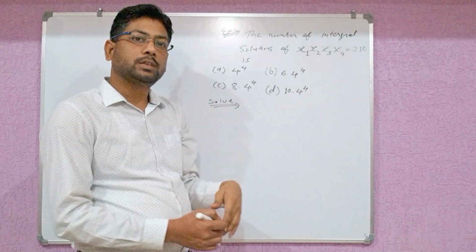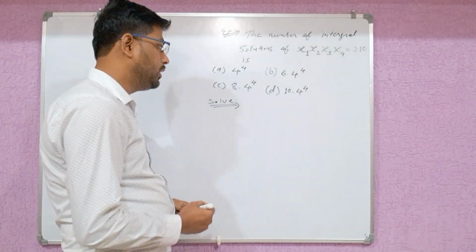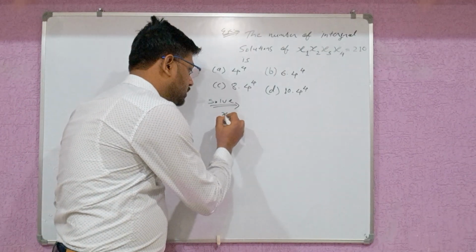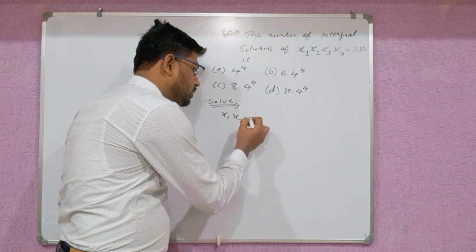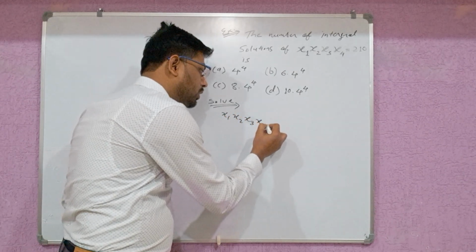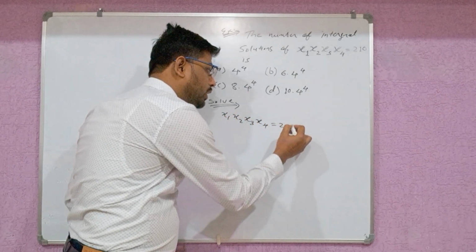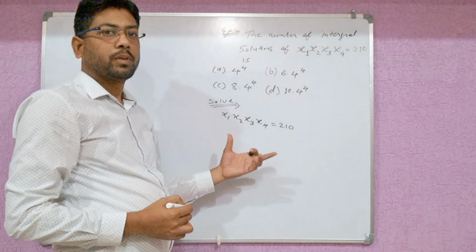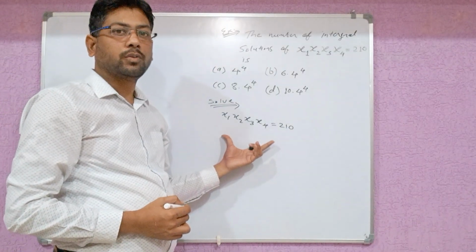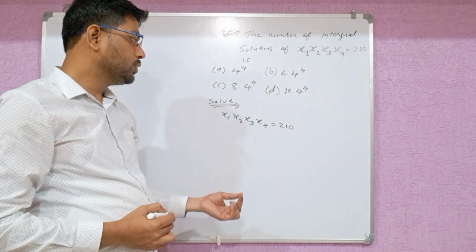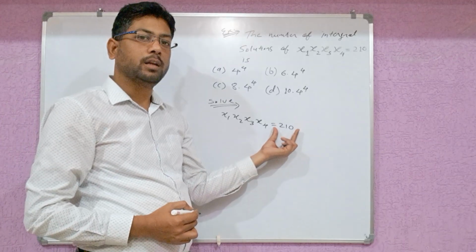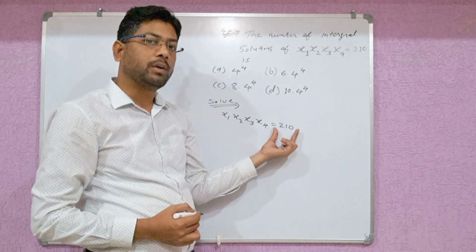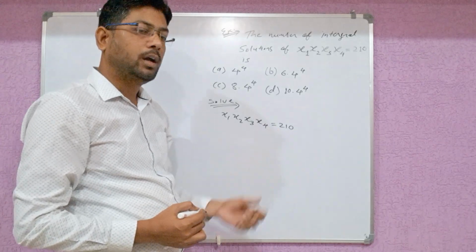x1 into x2 into x3 into x4 is equal to 210. So our equation is x1 into x2 into x3 into x4 is equal to 210. So the number of integral solutions of this equation we have to find out. So here our number is 210. So let's first find out the prime factorization of this 210.